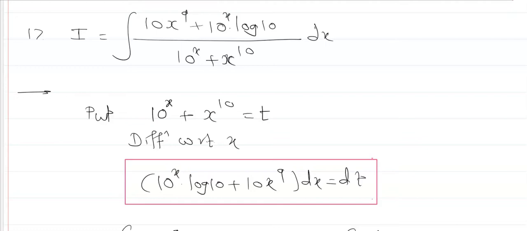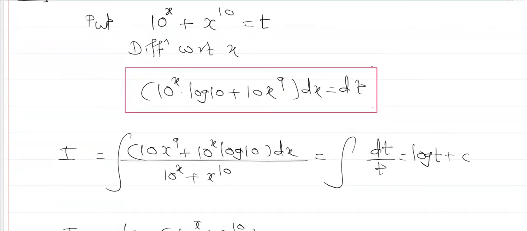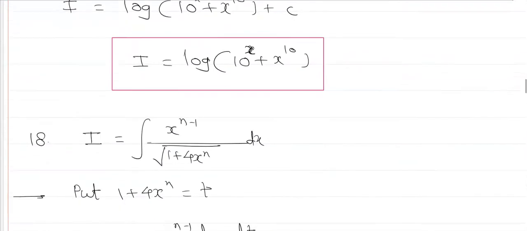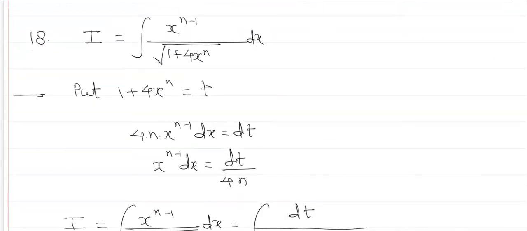What I had written here: the substitution 10 raised to x plus x raised to 10 equal to t. Now the problem number 18: I is equals to integral of x raised to n minus 1 in root of 1 plus 4x raised to n.